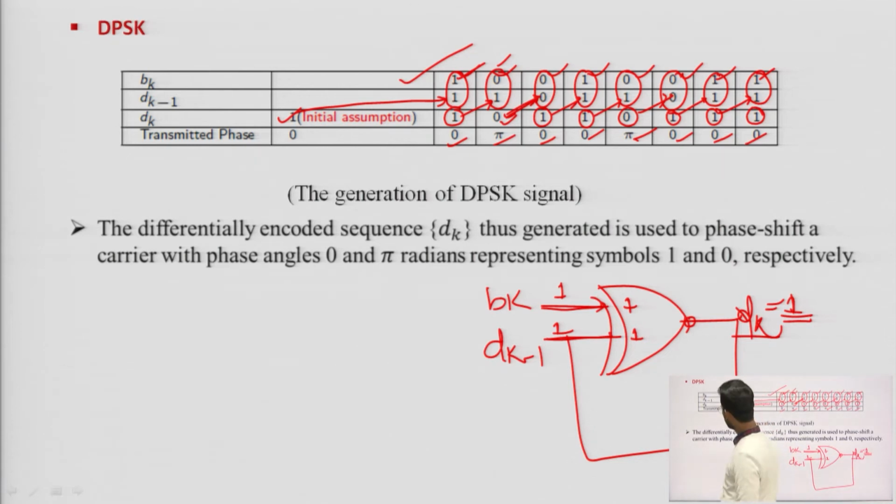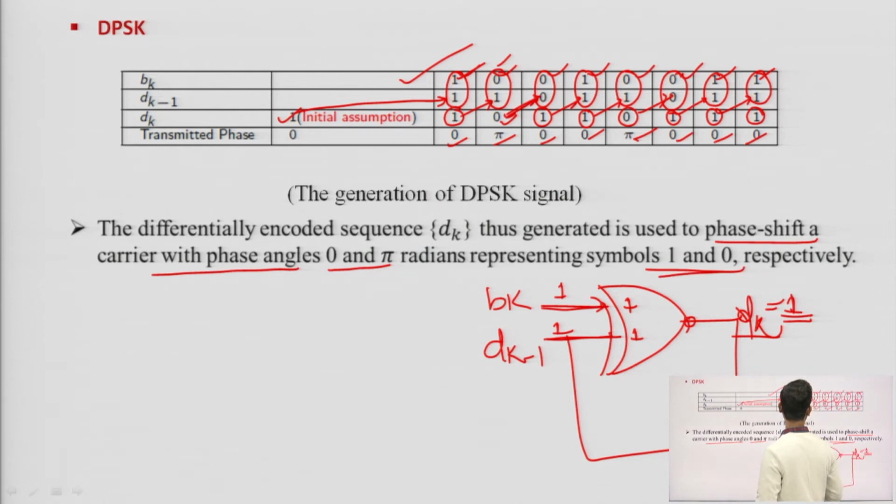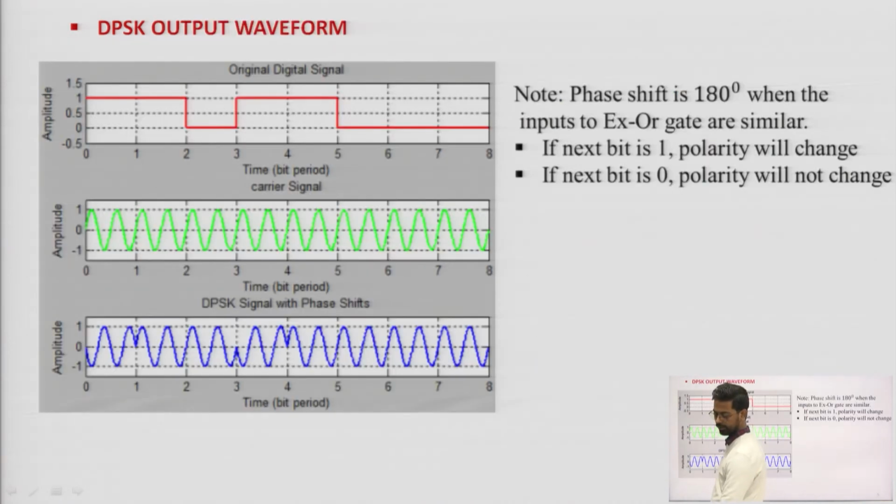Okay. So the differential encoded sequence thus generated is used to phase shift a carrier wave with phase shift angle 0 degree and pi radians, representing symbol 1 and 0 respectively. For symbol 1 it is phase shift 0, and for symbol 0 it is phase shift pi. Again the same, this is the input binary sequence.